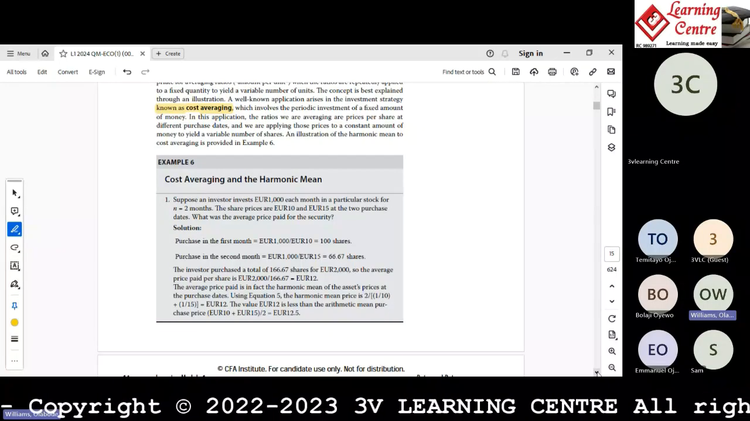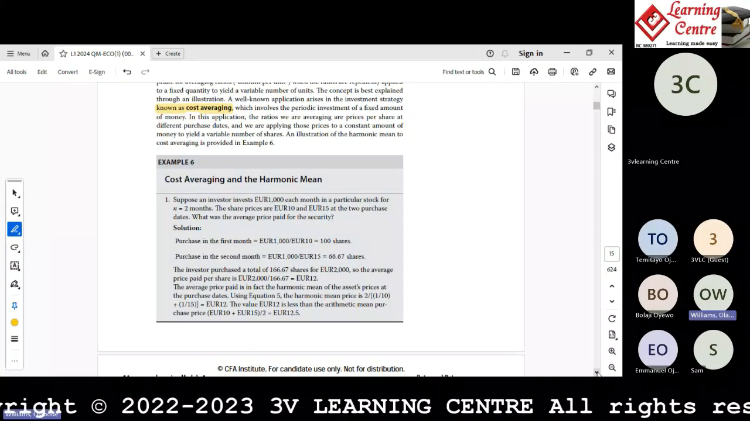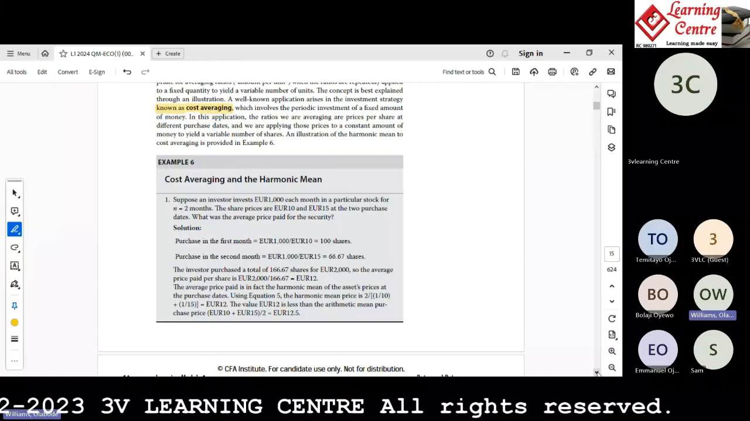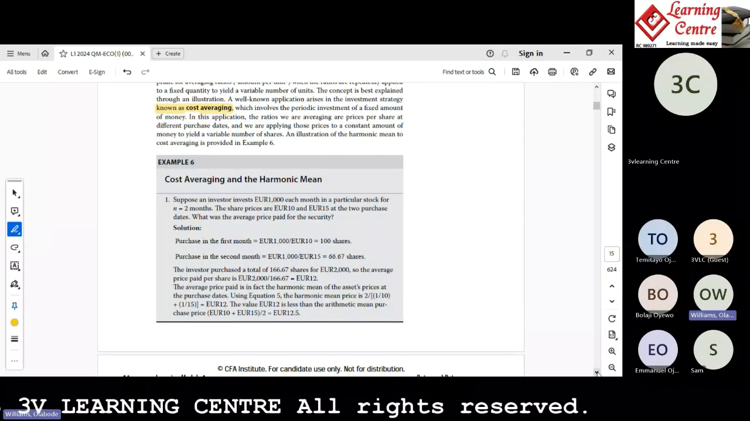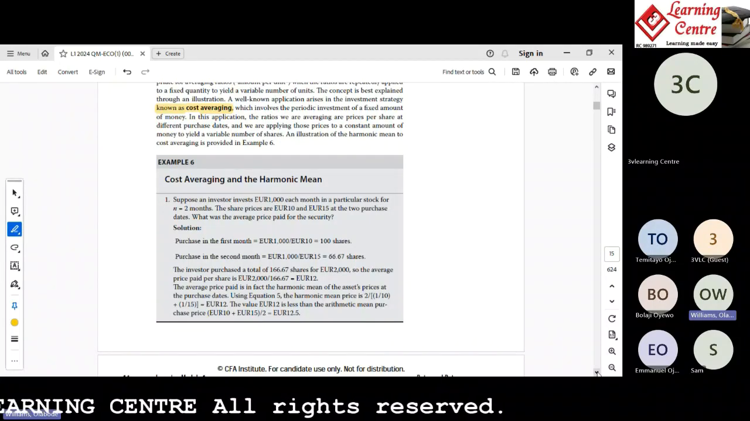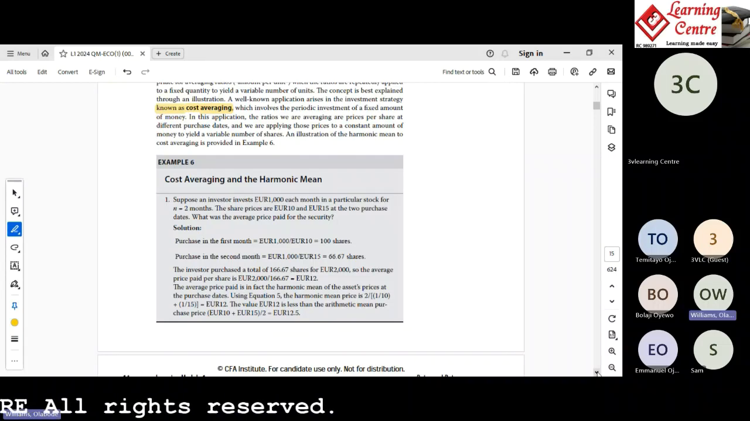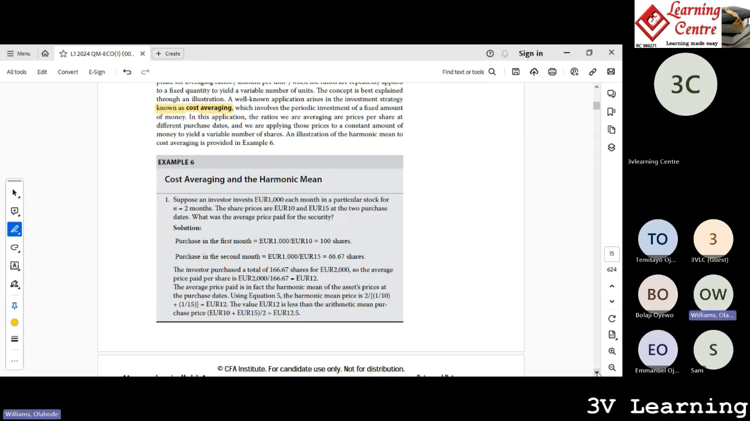Now, if you do the harmonic mean, you will get €12, which is the same as when you use the actual cash you've invested and the number of units. But if you had just done a straightforward arithmetic mean, you will get 12.5, which is higher than the actual average that you should have. So this question simply buttresses the fact that when you are dealing with cost averaging, the best type of mean calculation to use is your harmonic mean.